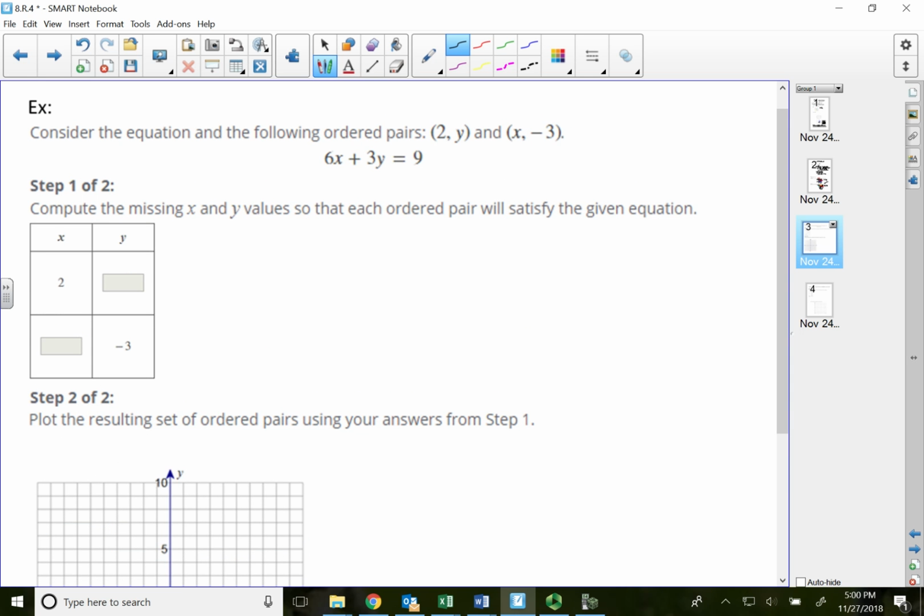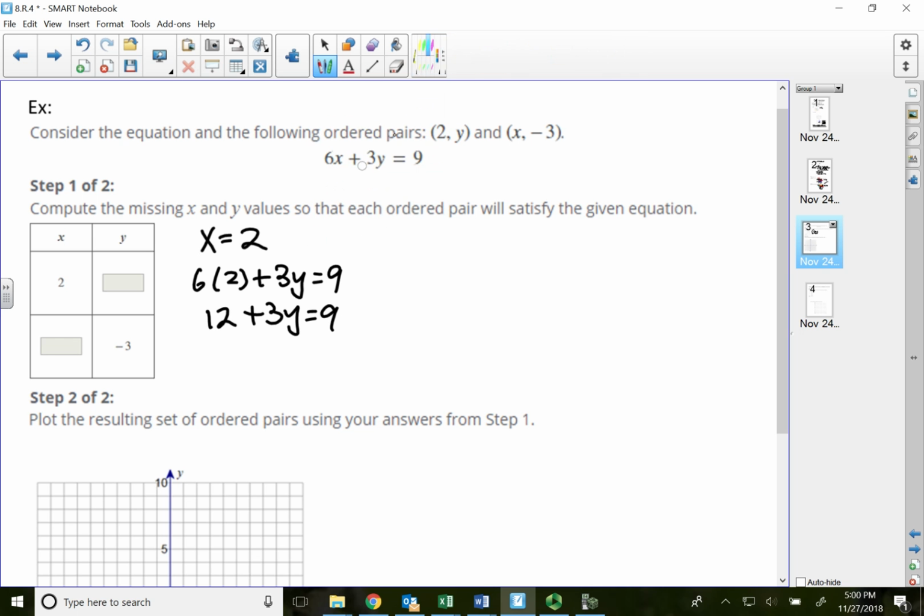All right, so let's try this, okay? So when x is equal to 2, substitute 2 for x so we can solve for y. That will be 6 times x, now we'll times 2, plus 3y equal to 9. So this is going to be 12 plus 3y equal to 9.